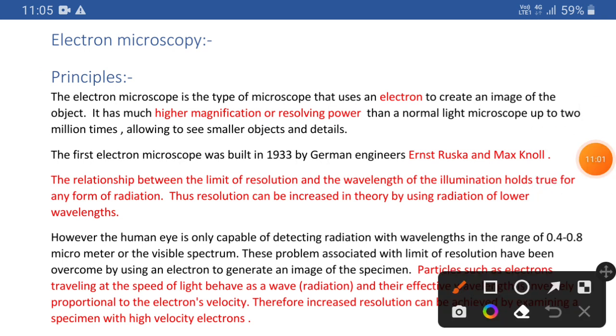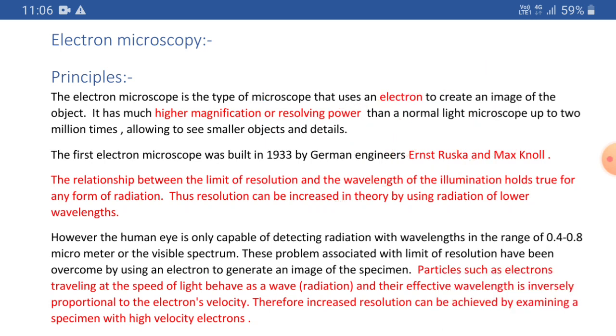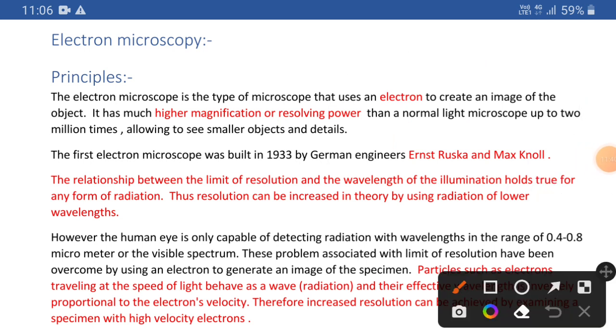So let me tell you, in light microscopy, in dark field microscopy, in phase contrast microscopy, or in fluorescence microscopy, we are using the kind of light that is visible to our naked eyes, right? That means the wavelength of those light falls between 400 to 800, I think, 400 to 800 nanometer. That means they are in the visible spectrum. Okay, and that was the problem, because if you have basic knowledge of the principle of microscopy and what resolving power is, then I think you know that there is a formula, that resolution is inversely proportional to the wavelength.